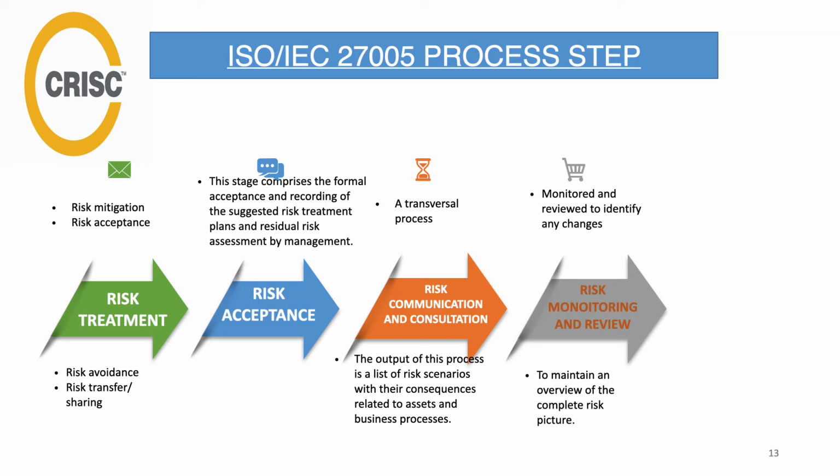Similarly, risk communication activity should be performed continually, and organizations should develop a risk communication plan for normal operation as well as emergency situations. Right? Last, the step is risk monitoring and review. In this, what happens? It is monitored and reviewed to identify any changes. The risks are not static and can change abruptly. Therefore, they should be continually monitored to quickly identify changes and maintain a complete overview of the risk picture, right?